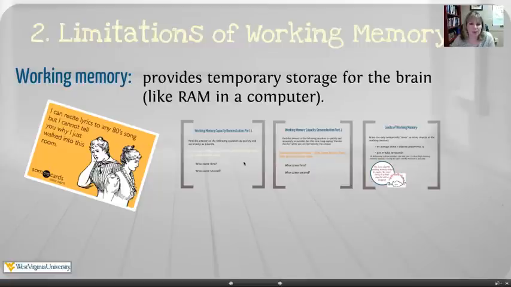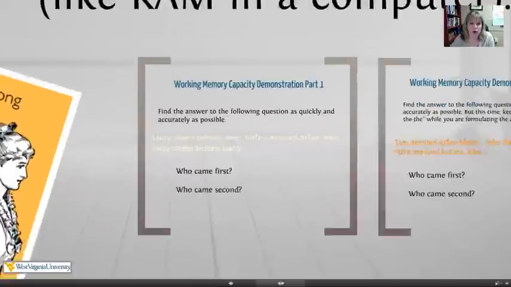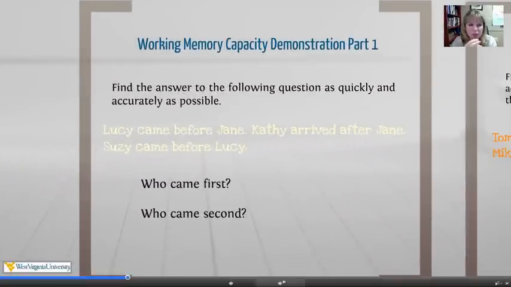So let me just give you a little demonstration on how working memory operates. This is one task that sort of illustrates the limitations very well. First, find the answer to the following questions as quickly and accurately as possible. So I want you to read these sentences and then, as quickly as you can, decipher who came first and who came second. Okay, probably got it now, right? Now I want you to try it.